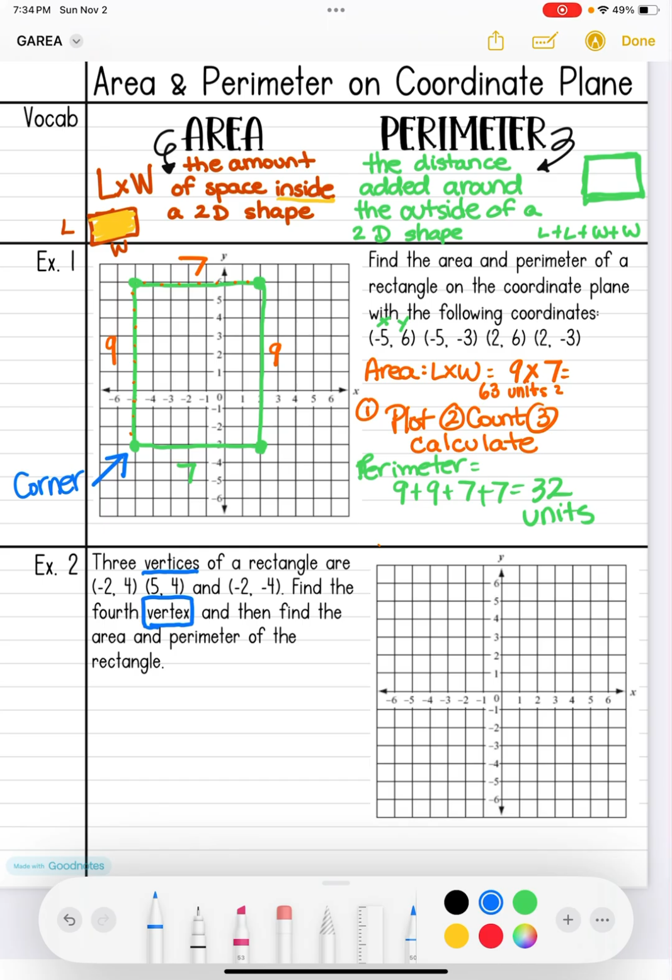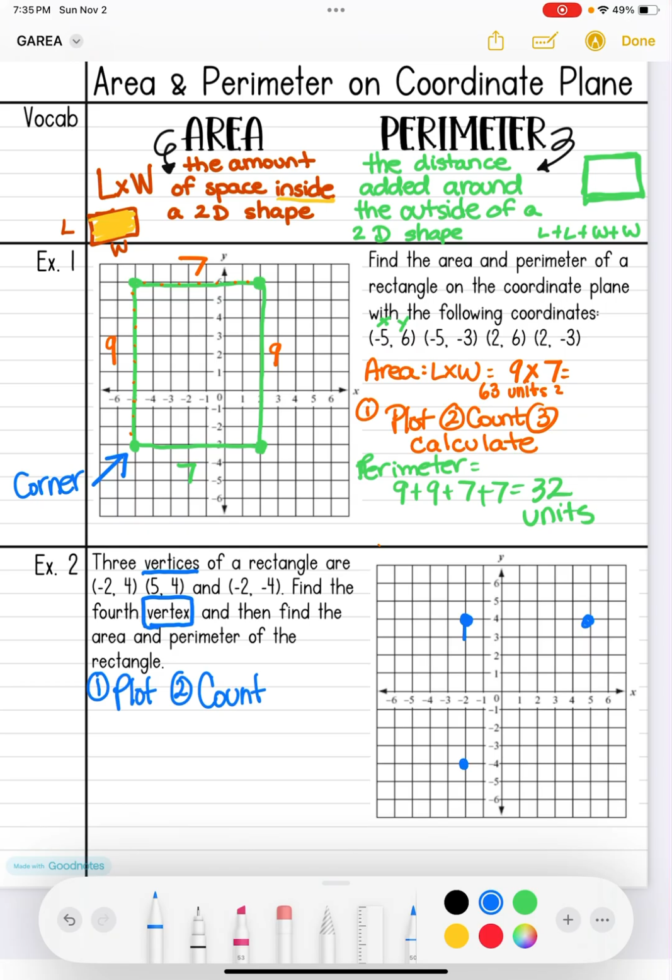They gave us 3 of them, so let's plot those, because step 1 is always plot. Step 2 will be count. So let's plot first before I move on. -2, up 4. Then we go +5, up 4. Then I have -2, down 4. And I have to solve for the other one.